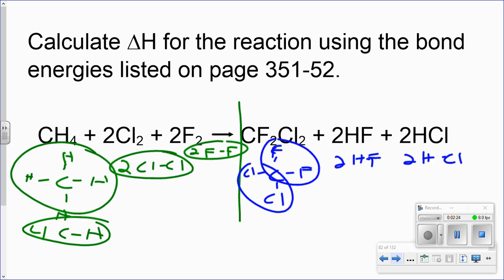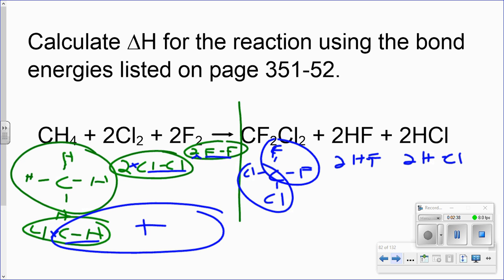I'm painstakingly going through this because you have to take this bond, the number they give you, times 4, this bond times 2, this bond times 2, etc. Take all those numbers once you've added them up, because it says sigma. You're going to subtract that from all these numbers added up. Okay? Reactants minus products, the only time you'll see that.